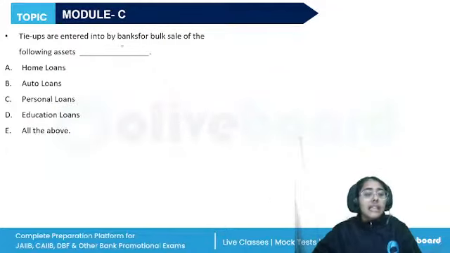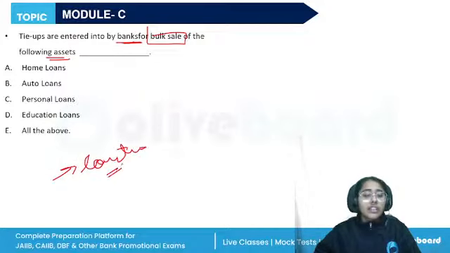Next, tie-ups are entered into by the banks for bulk sale of the following assets. Which type of assets are sold in bulk by entering into tie-ups by the bank? Tie-ups can be entered into, in the case of home loans, with the construction companies or the builders. In case of auto loans, tie-ups can be entered into.